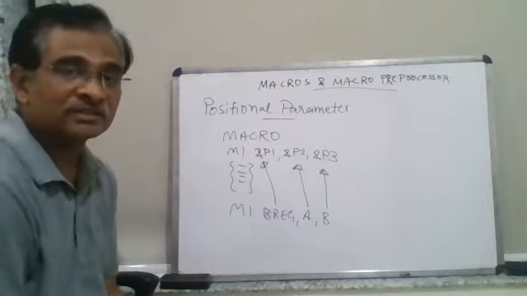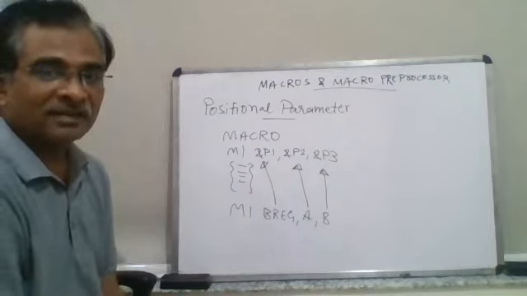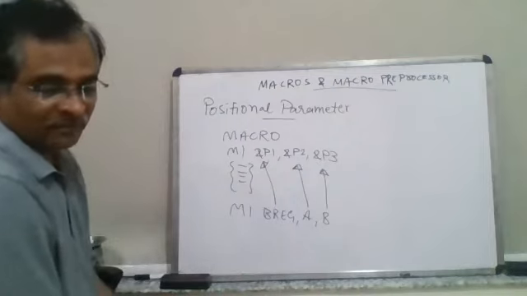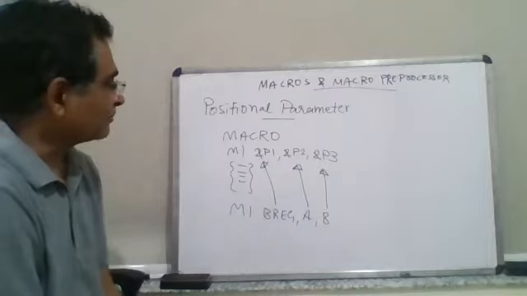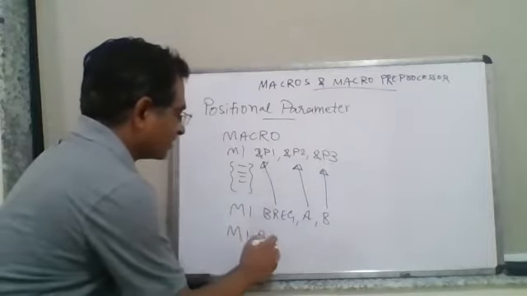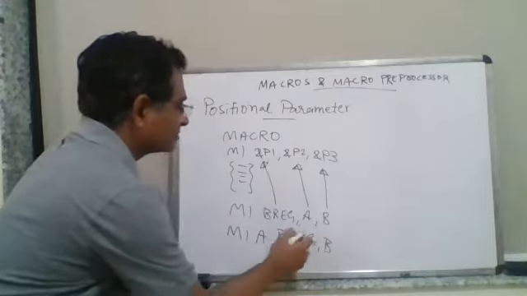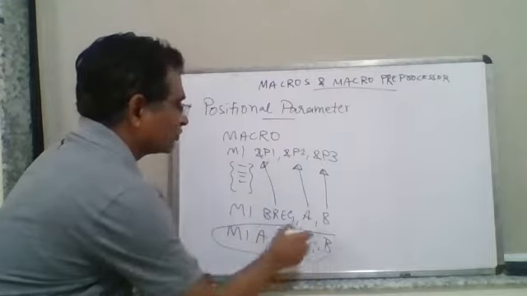How about if I change the values here and there? If I say M1 A, comma B reg, comma B, then there could be a possibility of incorrect output, right? So if I say M1 A, comma B reg, comma B, this will result in incorrect output, right?